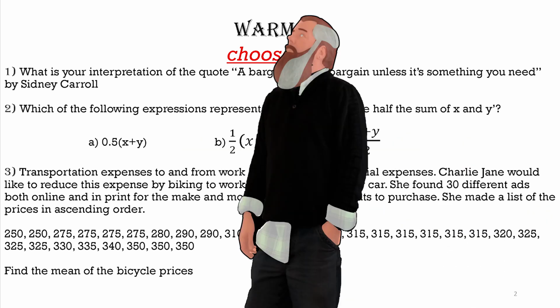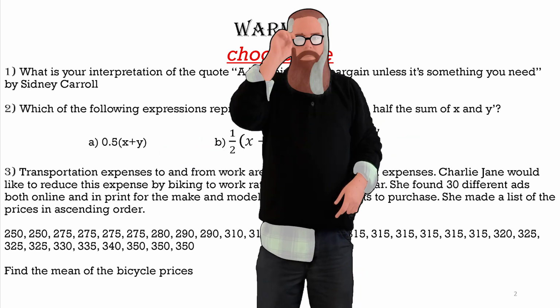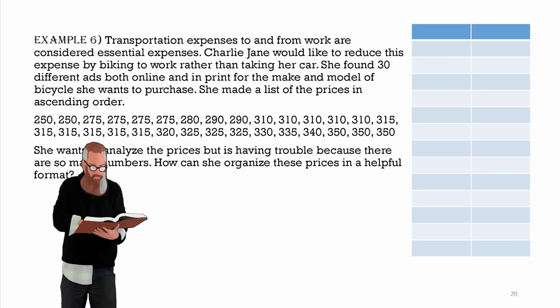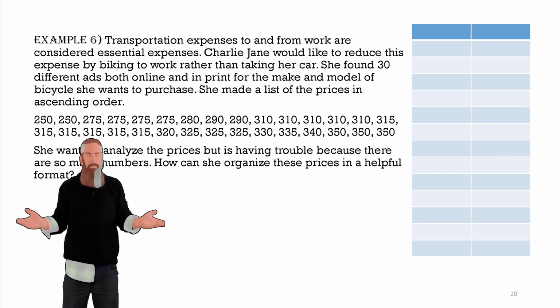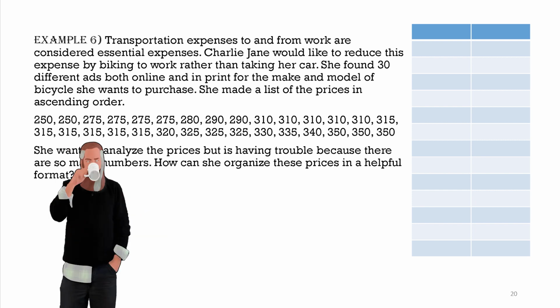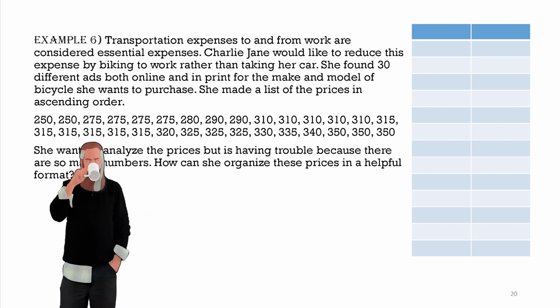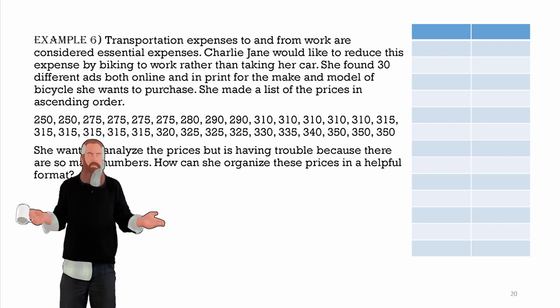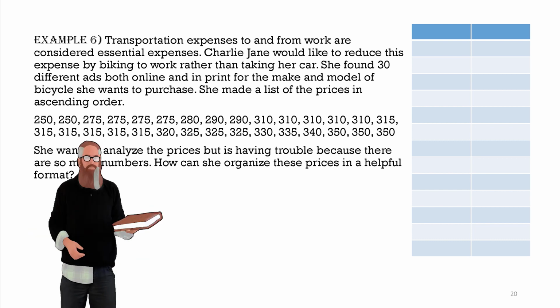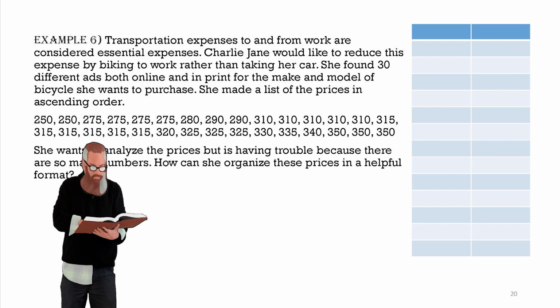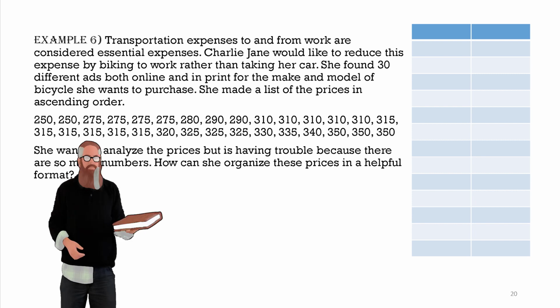Now, let's take a look at a problem that you will be able to do by the end of this lesson. Transportation expenses to and from work are considered essential expenses. Charlie Jane would like to reduce the expense by biking to work rather than taking a car. She found 30 different ads, both online and in print, for the make and model of bicycle she wants to purchase. She made a list of all the prices in ascending order, which you can see here. She wants to analyze the prices, but is having trouble because there are so many numbers. How can she organize these prices into a helpful format?